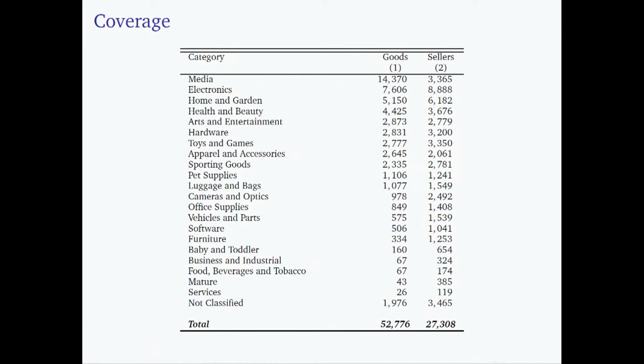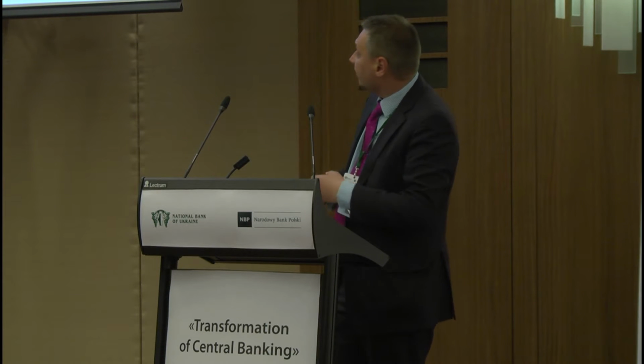But let's say, what about goods that are sold online? Obviously, the largest category is media, the second largest is electronics. Indeed, these are goods that are sold online. But we've also got, let's say, apparel, furniture, software, even some services, though with quite low frequency.